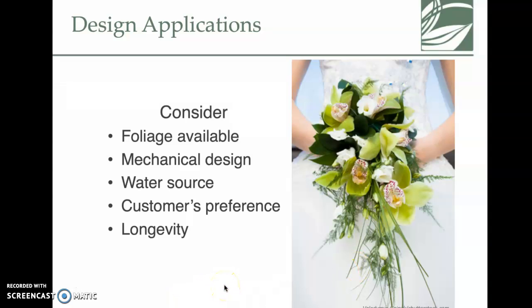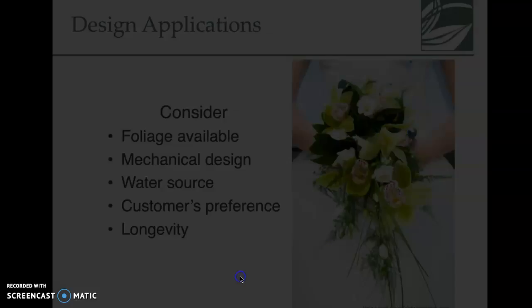Some other applications, you need to consider the foliage that's available. Once again, if it's available versus out of season, the cost is going to be affected. The mechanical designs, like this one, they have a lot of greens hanging out of this bridal bouquet. You have to make sure it's fresh. That's Berengi fern, that's what it looks like. It falls apart pretty quickly as it dries out. Water source, customer's preference, and the longevity. So that all ties together from using your greens.